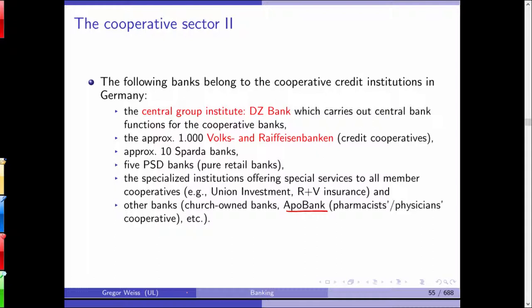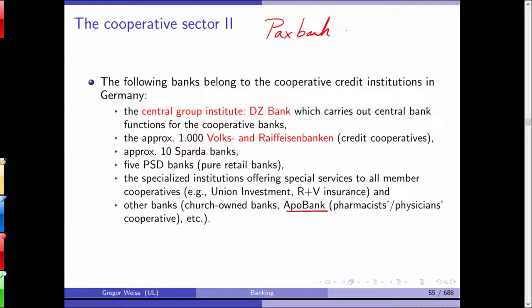Another famous example is Pax Bank. It's the bank of the Catholic bishops and bishoprics, Bistümer. Pax as in peace. Pax Bank, APO Bank, some church-owned banks are cooperatives. The structure is quite similar to the Sparkassen. They are regionally organized. They have one central institution nowadays. It's the DZ Bank in Frankfurt.